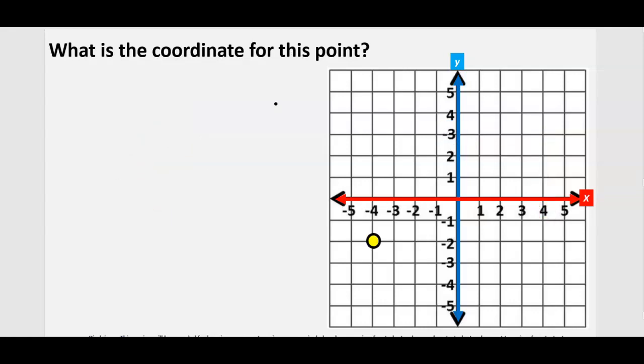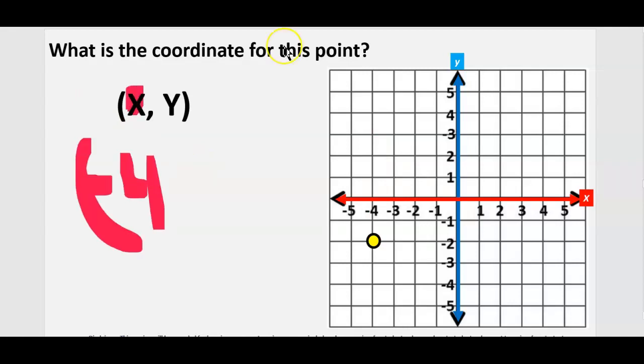What's the coordinate for this point? Try it out. How'd you do? Start with the red, go to the red one. That's a -4. So my x value is -4. And what's the y value? Y goes straight across to the blue, -2.